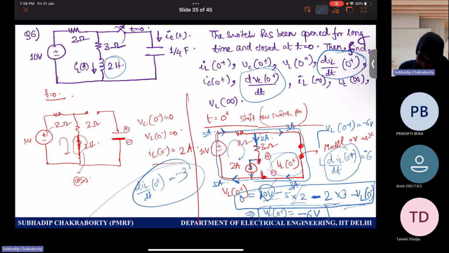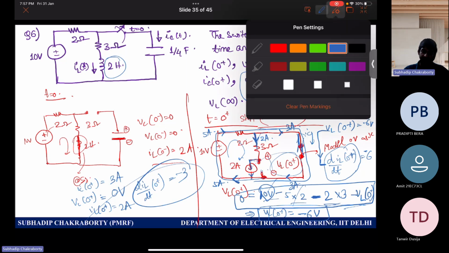Because the voltage across an inductor at that moment is nothing but the current differentiation multiplied with L. Similarly, do it for the capacitor: what is VC at 0 plus or IC at 0 plus, you tell me. IC at 0 plus is 3 ampere, right? You can see here, this is IC. Now VC at 0 plus is 0 volts. Got it, right? And IL at 0 plus is 2 ampere.